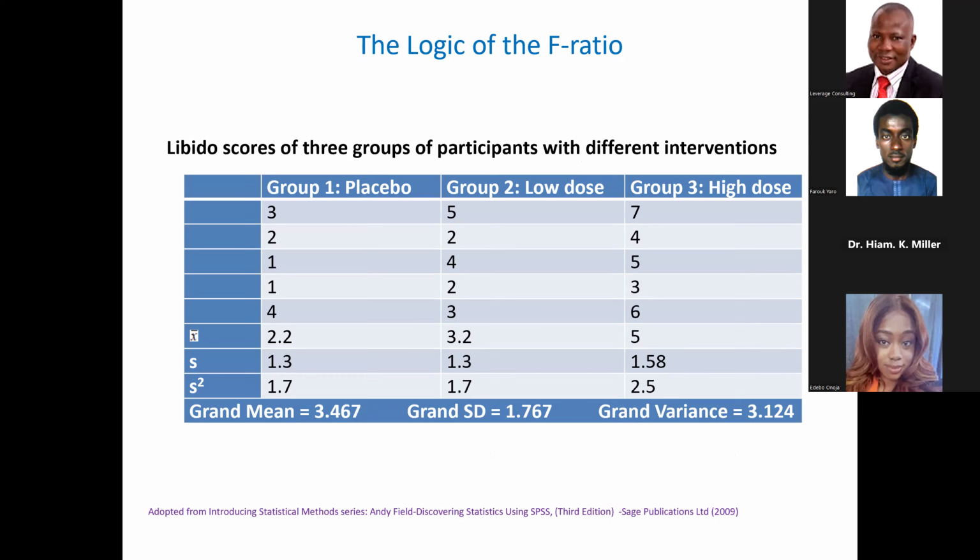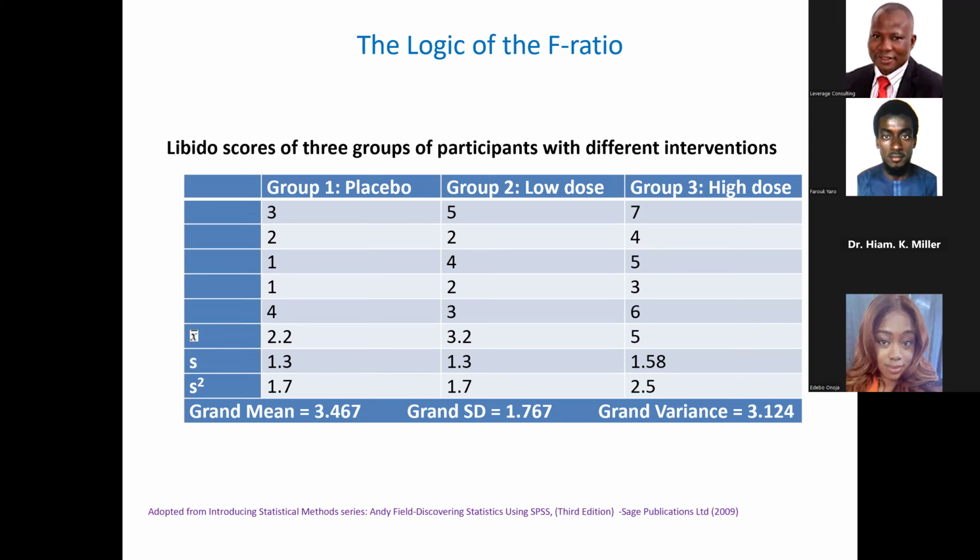Yeah, you know what, to measure libido, take three different interventions. Group 1, you give placebo. You don't give anything to enhance the man's libido, just give something that is sham. Group 2, you give low dose Viagra. Group 3, you give high dose Viagra. And in each group, there are 5 people, you can see.